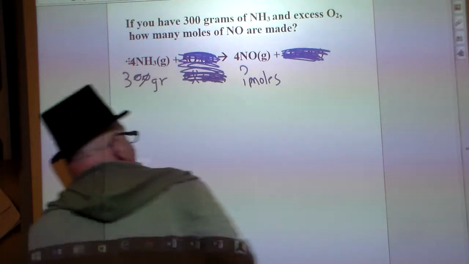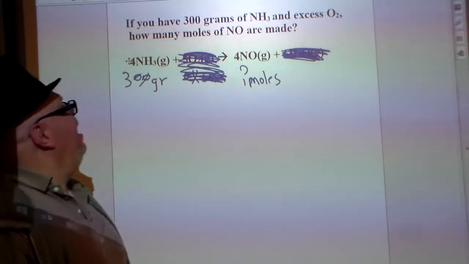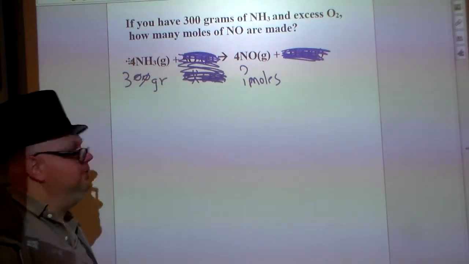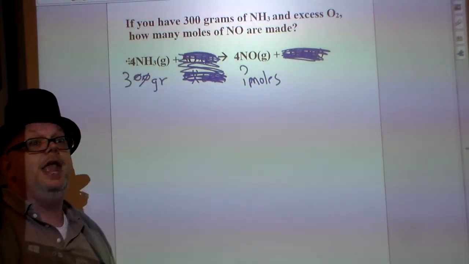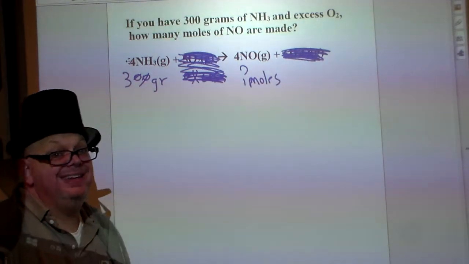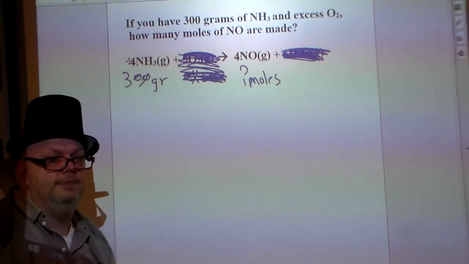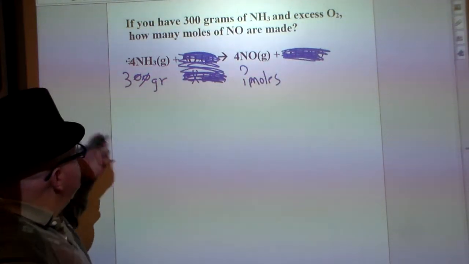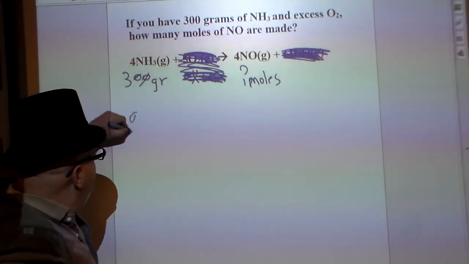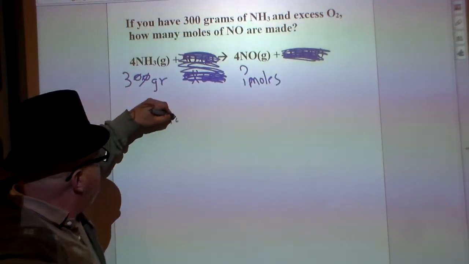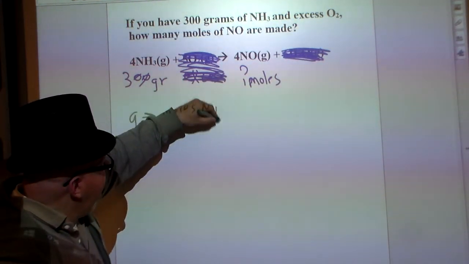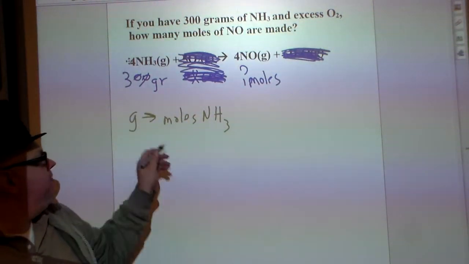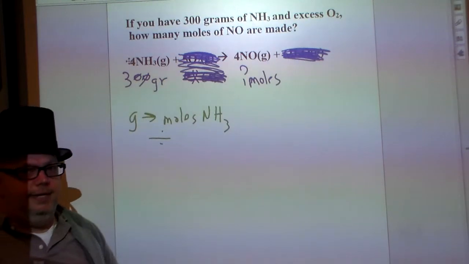Okay, where do I begin? Well, I can't tell how many moles I'm going to have of my product unless I figure out how many moles of reactant I've got in the first place. And I can't tell just by looking at the mass. So I need to figure out something. I have to go from grams to moles of the NH3. How do I do that? If I go from grams to moles, I need to divide.